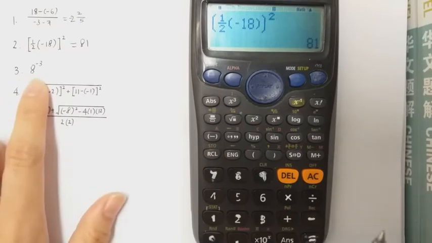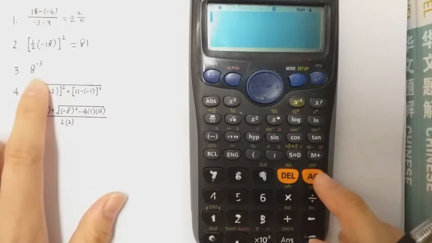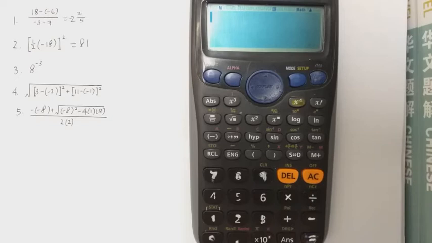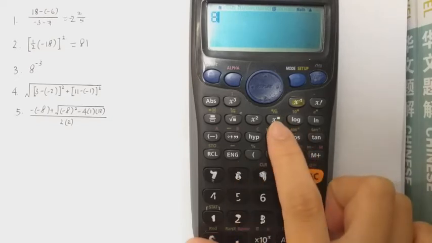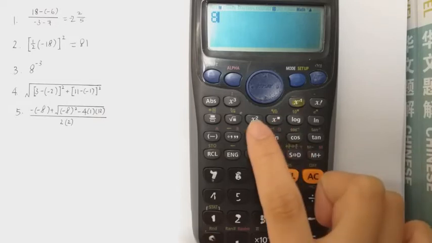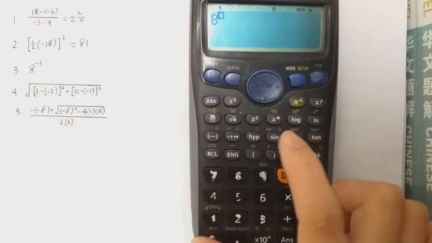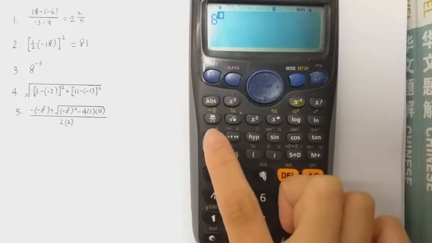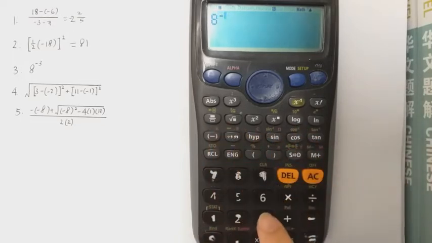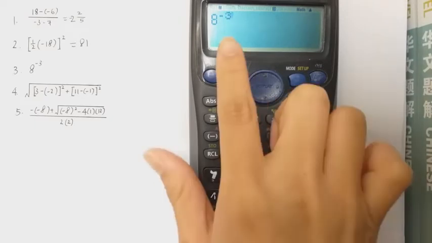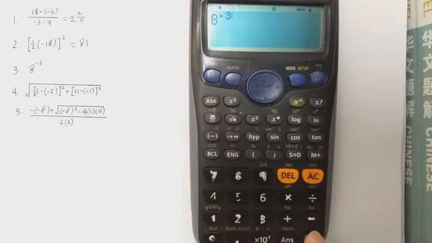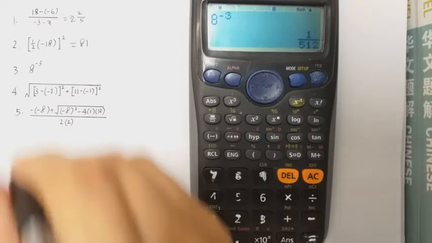For the third example, 8 to the power of negative 3. This is fairly simple. Press 8 to the power of, we'll use this because there's no negative 3 power button available here. We use the blank, and we fill in the blank by keying in negative 3. So negative sign here and 3. It appears exactly like that. Then equal button, 1 over 512.